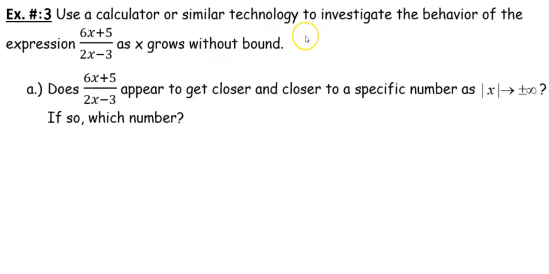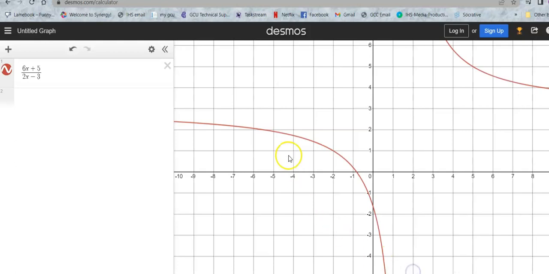Alrighty, so I took a break and I graphed this. I've graphed f of x equals (6x plus 5) over (2x minus 3). And what we want to look at is what happens to this function as x approaches positive infinity and negative infinity. What does that look like? Boom, there we go.